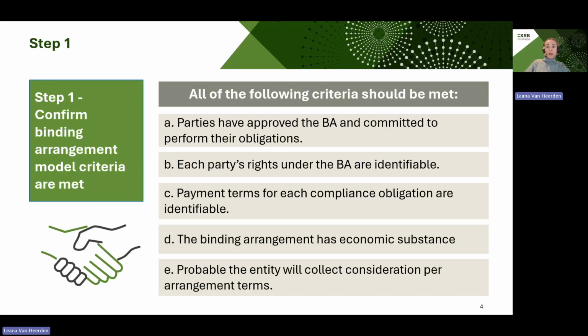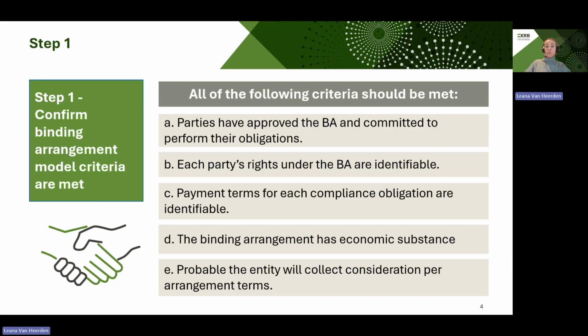Starting off with Step 1, which is to ensure the binding arrangement criteria are met. Essentially, we need to ensure that the arrangement is valid, enforceable, and has economic substance. In this step, all 5 criteria shown on the slide need to be met. This means, for example, that all parties must have agreed to the arrangement and be committed to fulfilling their obligations.